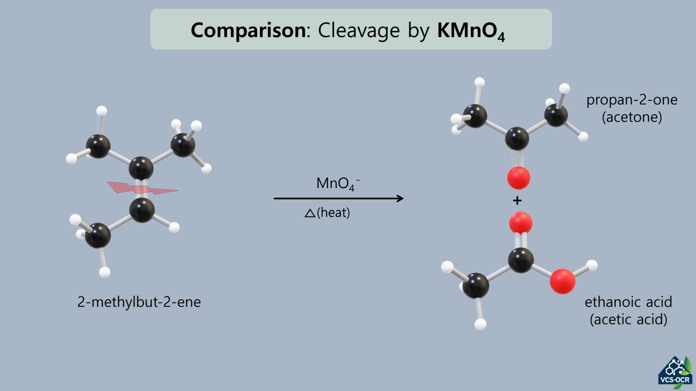Now, let's compare this ozonolysis reaction with three other related cleavages that are important to remember. Reaction 1 involves 2-methylbutene treated with hot concentrated potassium permanganate, KMnO4. Since this is a vigorous oxidative cleavage, the carbon-carbon double bond is broken completely, and any aldehyde product is further oxidized to a carboxylic acid.